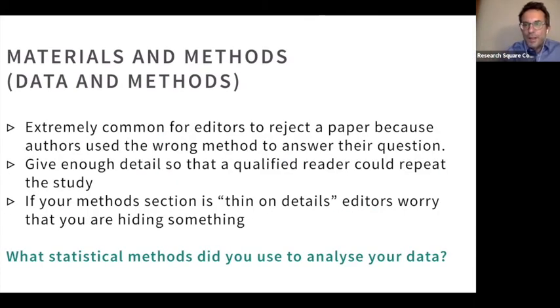It's extremely common for editors to reject papers if they feel that the wrong method has been used or that incomplete information has been provided in the method section. So you must give enough detail so a qualified reader can repeat your study. If your method section similarly is thin on details, editors are going to think that you're hiding something. So again, you've got to bulletproof it, waterproof it, make sure that there's enough information in there for somebody else to understand what you did.